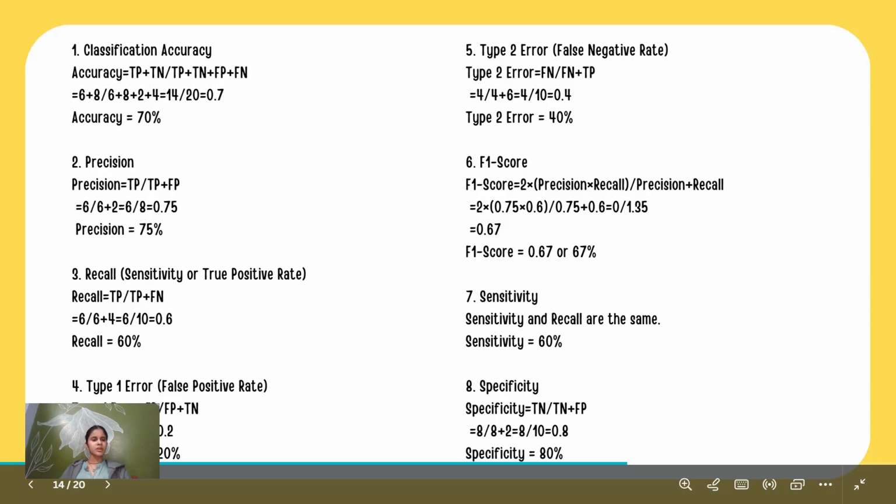Precision, for precision, TP divided by TP plus FP. So 6 divided by 6 plus 2, which is 6 by 8. And the answer is 0.75. So the precision will be 75%.